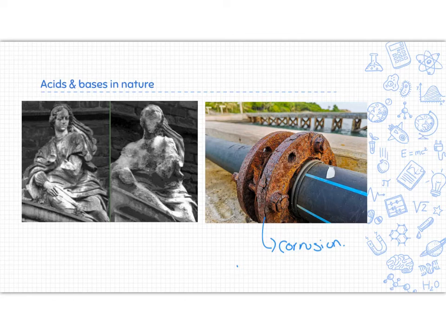We can also have acidic rain that will acidify lakes, and fish and other organisms there will start to die because they can't live in such an acidic pH. So acidic rain can be very dangerous to our environment, first of all, but also to some of our man-made structures.